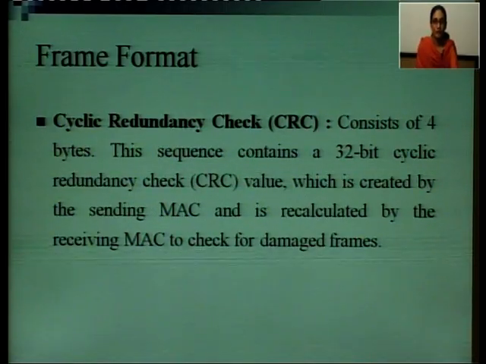It will check the frames which are sent and recalculated on the receiver side, so that we can easily check whether there is some error or some frames are damaged during the transmission. If such a thing happens, we have to detect that error and correct it. So this is the field which basically does this job.